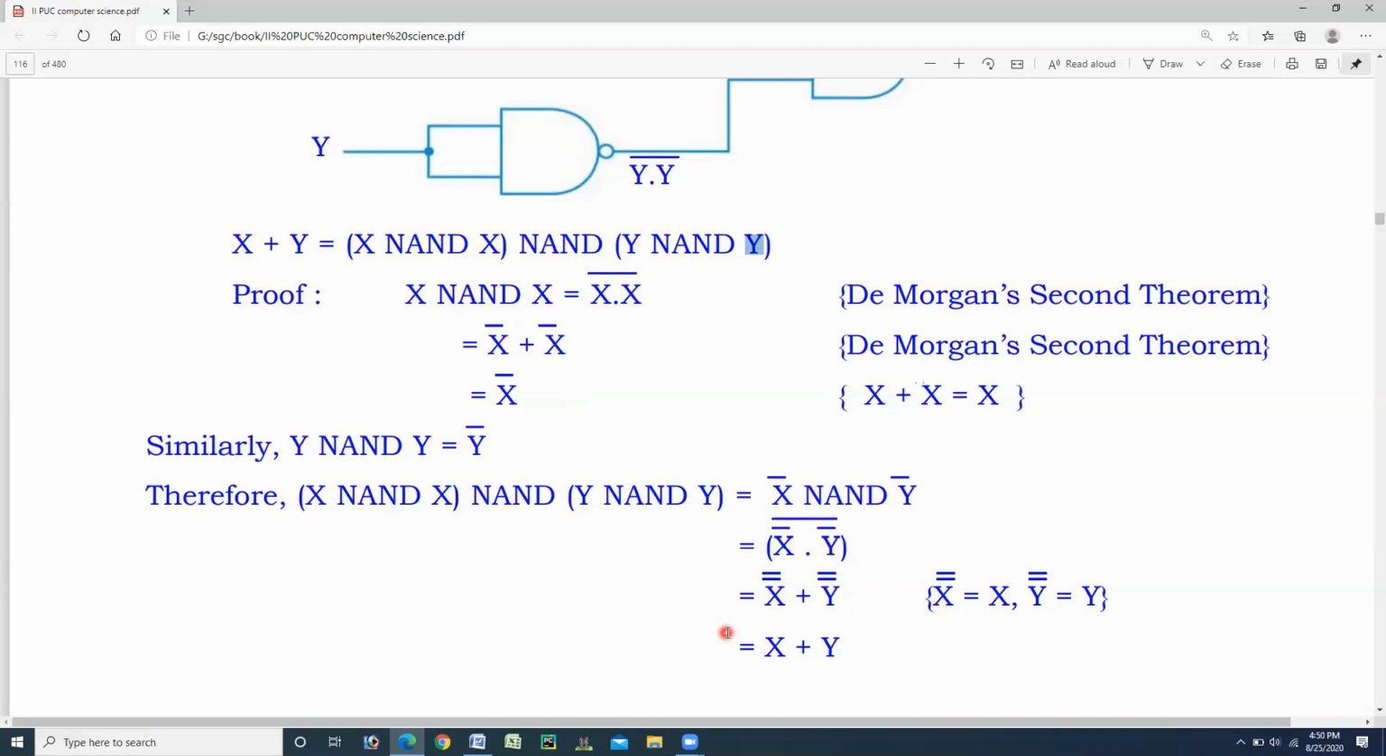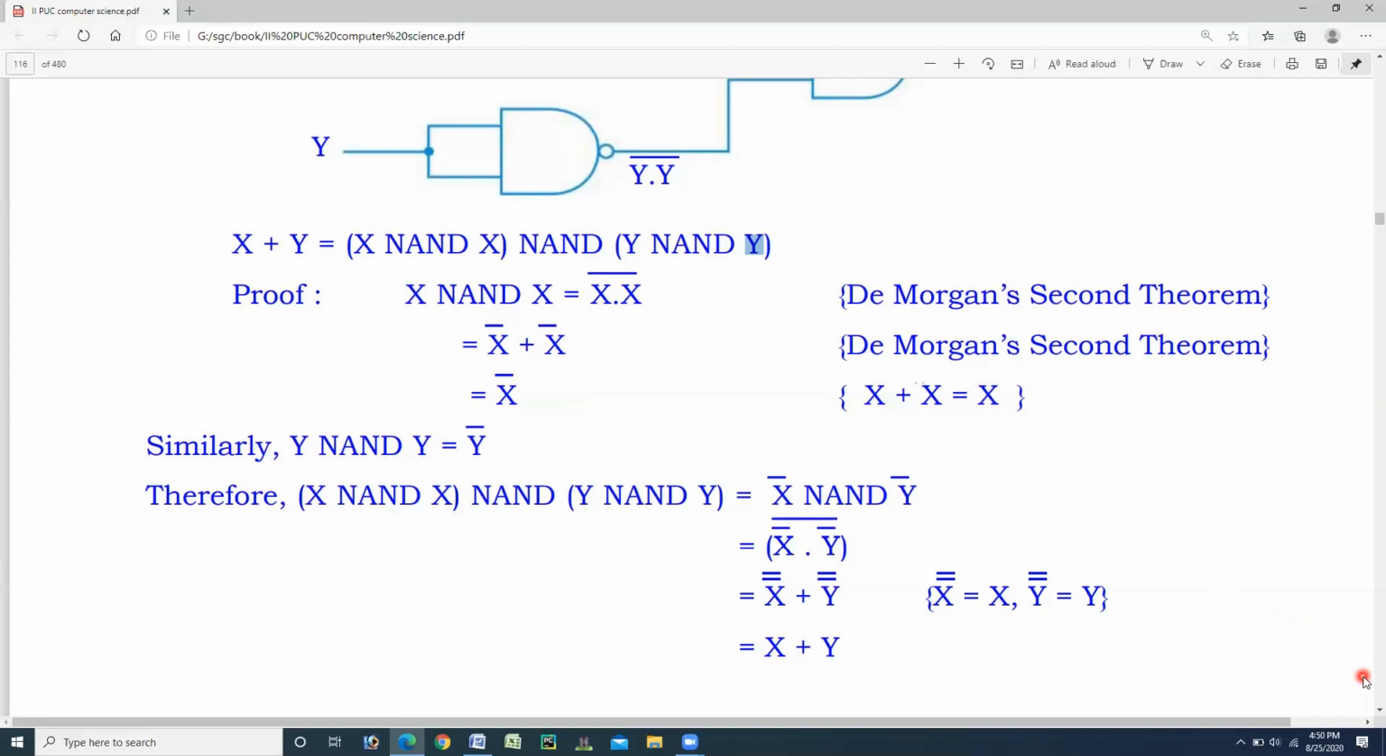It means using NAND gate, you can design NOT gate, AND gate, and OR gate, right? So this is a 3 marks question. From the exam point of view, it is important.